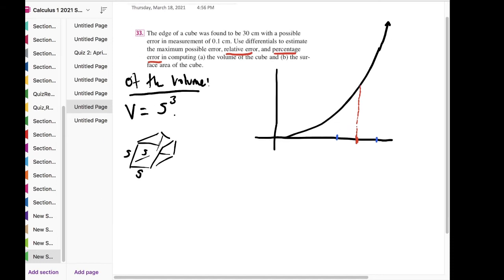Okay, so let's consider the differentials in this problem. Let's say the edge of the cube was found to be 30 centimeters when there's a 0.1 error in measurement. So here's the edge of the cube. Let's say here's 30 centimeters, and there was a possible error in measurement. At worst, it was 0.1 off.